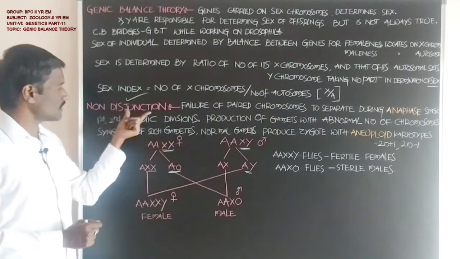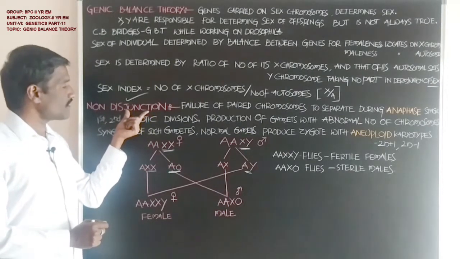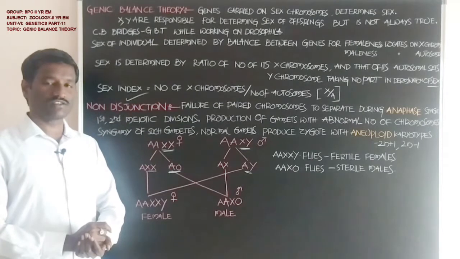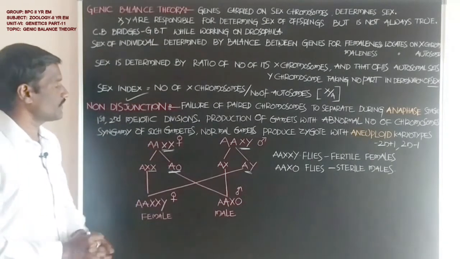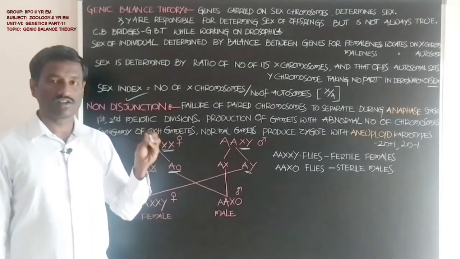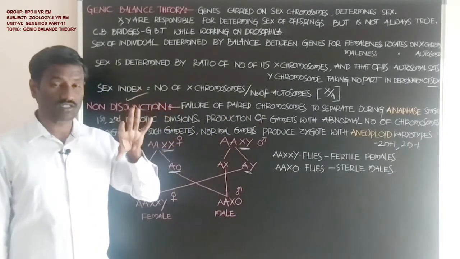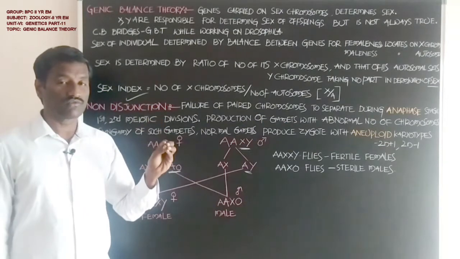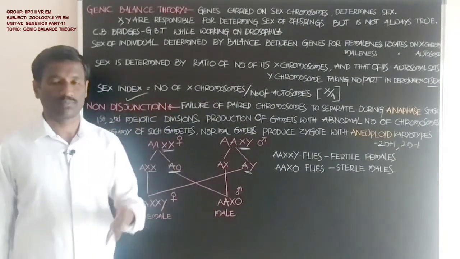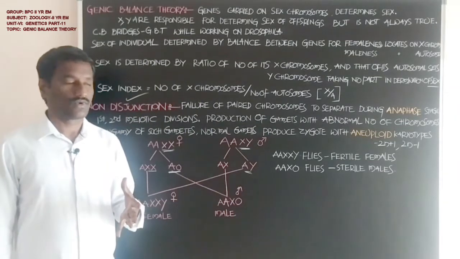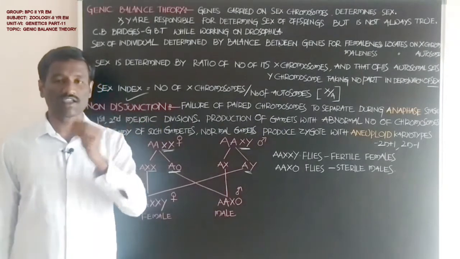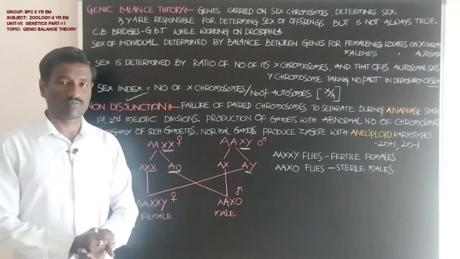Students, what about non-disjunction? Non-disjunction is important, as it determines the sex of the offsprings in Drosophila melanogaster. What is the meaning of non-disjunction? Non-disjunction means failure of the paired chromosomes to separate during the anaphase stage of the first and second meiotic divisions.